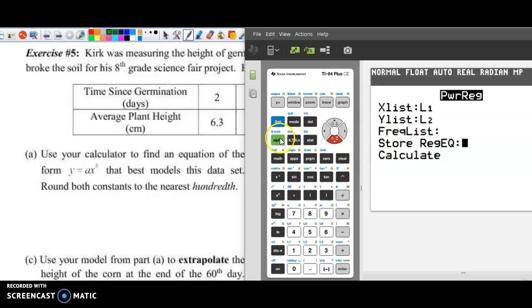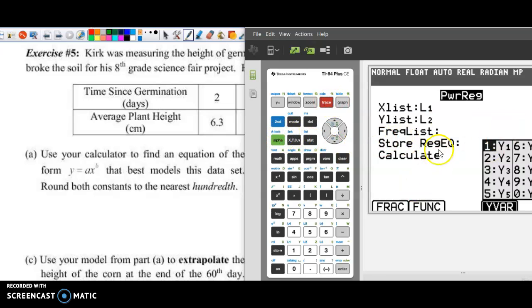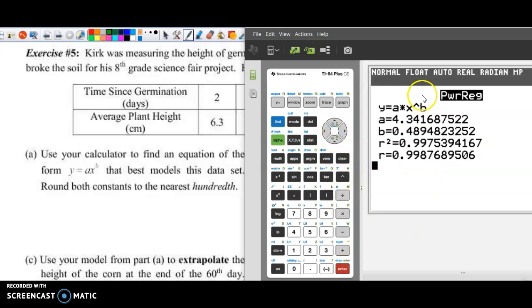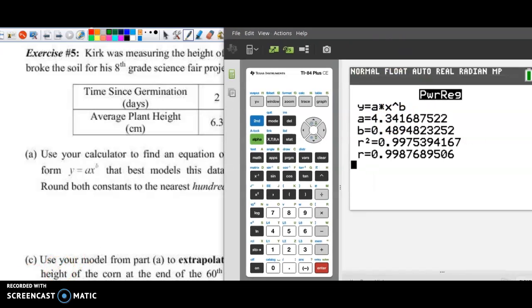And what I can do is hit alpha trace on my store, and what it does is it just saves my equation into y1. And if I hit calculate, it gives me a value like this. So what does this mean? It's their own regression, or their own equation, where 4.34 is the A value and 0.489 is the B value.